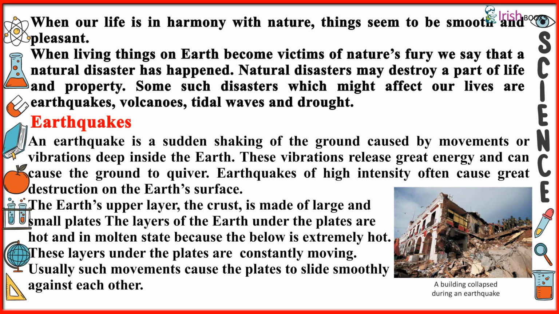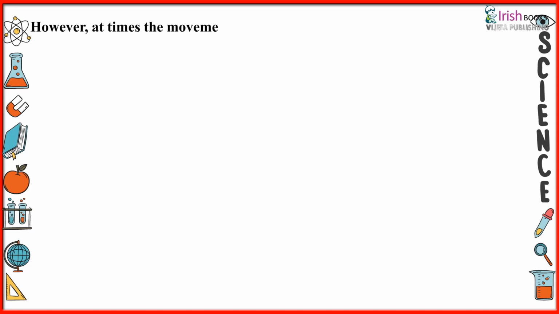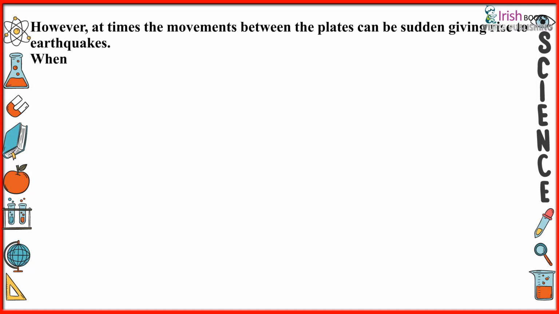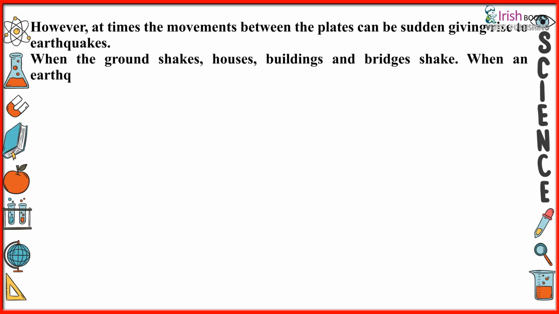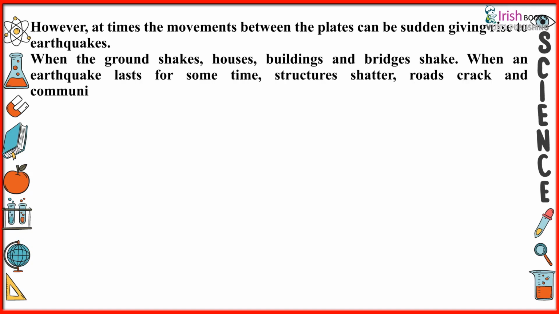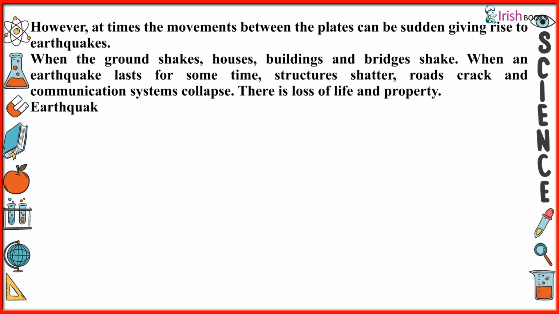These layers under the plates are constantly moving. Usually, such movements cause the plates to slide smoothly against each other. However, at times the movements between the plates can be sudden, giving rise to earthquakes. When the ground shakes, houses, buildings, and bridges shake. When an earthquake lasts for some time, structures shatter, roads crack, and communication systems collapse. There is loss of life and property.